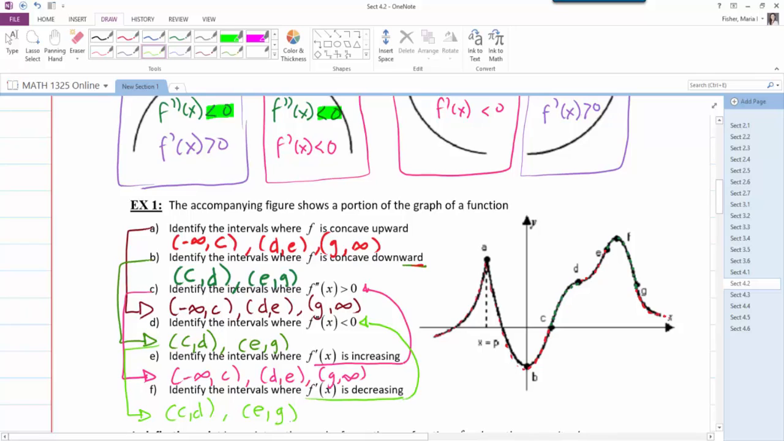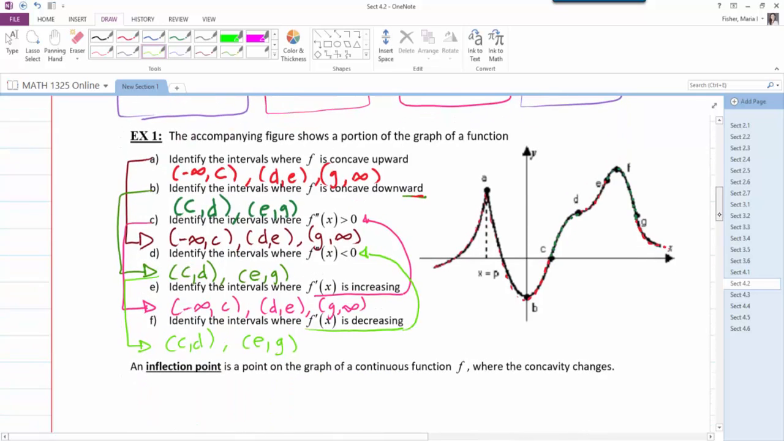The first derivative is increasing means that the second derivative is greater than 0, and the second derivative being greater than 0 means your function is concave up. Now the first derivative is decreasing means the second derivative is less than 0, and if the second derivative is less than 0, then the function is concave down.